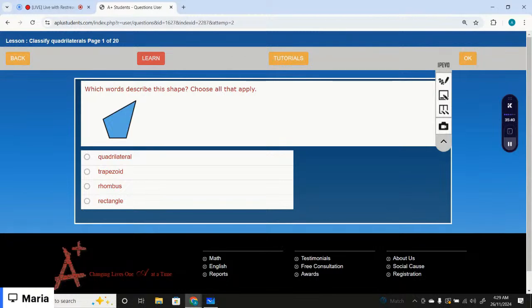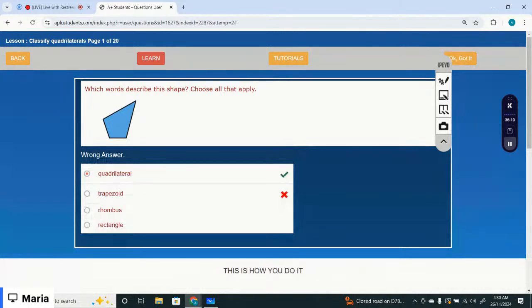Which words describe the shape? Quadrilateral, trapezoid, rhombus, rectangle. I think trapezoid. Oh, quadrilateral.